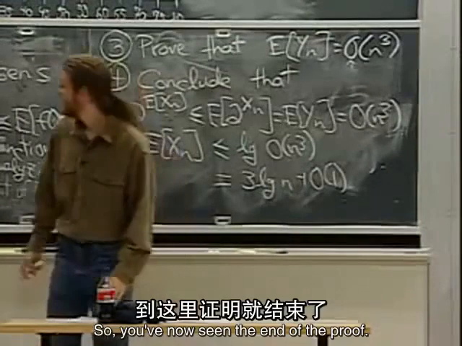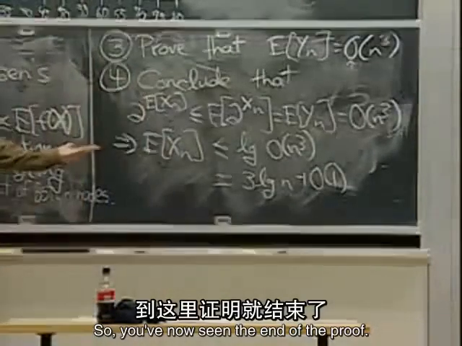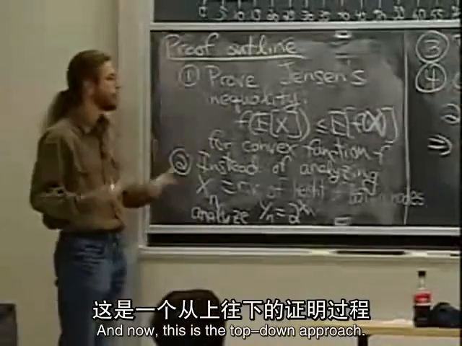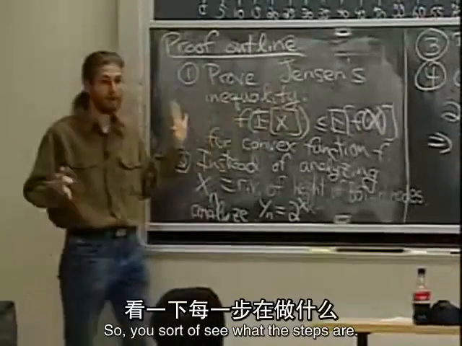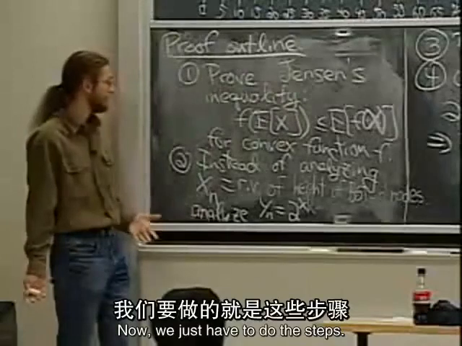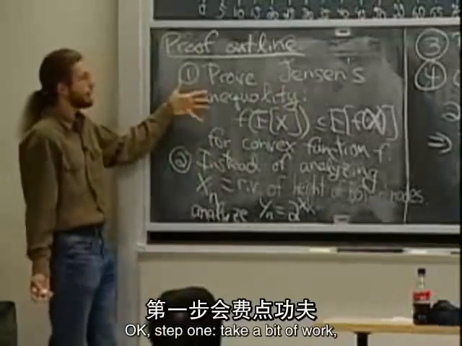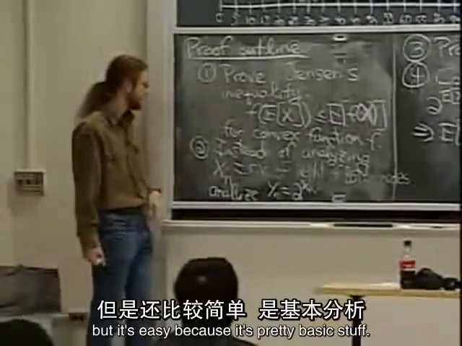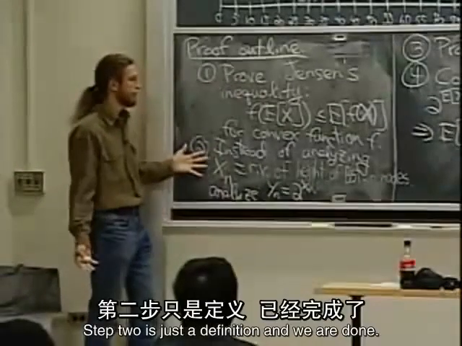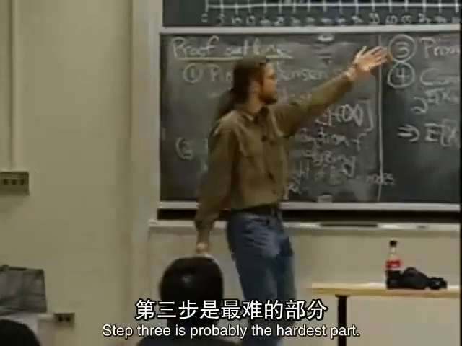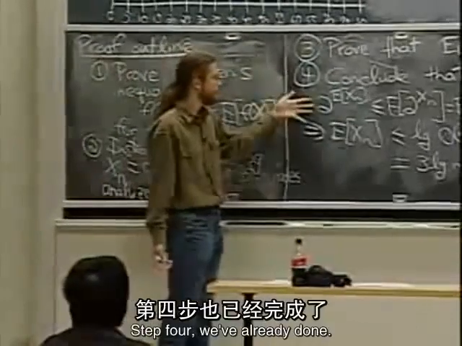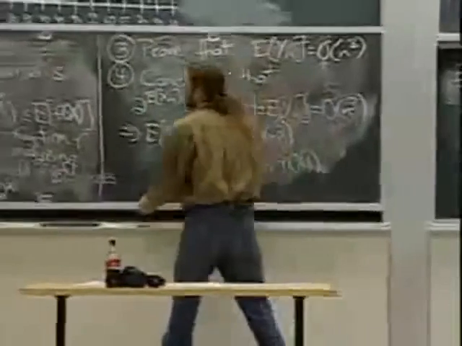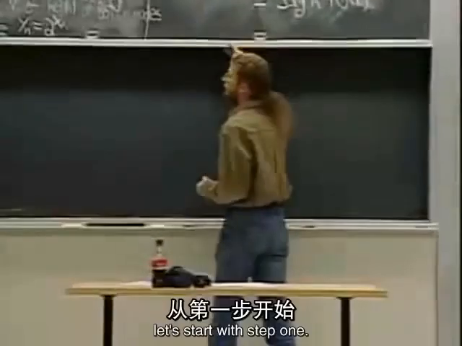So you've now seen the end of the proof. That's the foreshadowing. And now this is the top-down approach. So you sort of see what the steps are. Now we just have to do the steps. Step 1 will take a bit of work, but it's easy because it's pretty basic stuff. Step 2 is just a definition. We're done. Step 3 is probably the hardest part. And step 4 we've already done. So let's start with step 1.